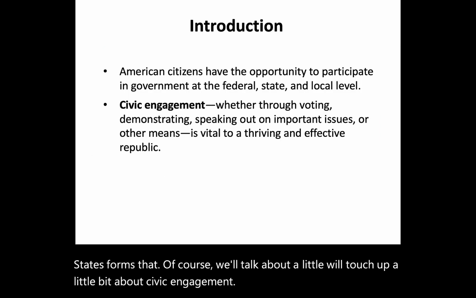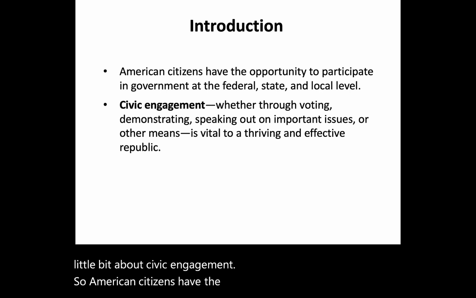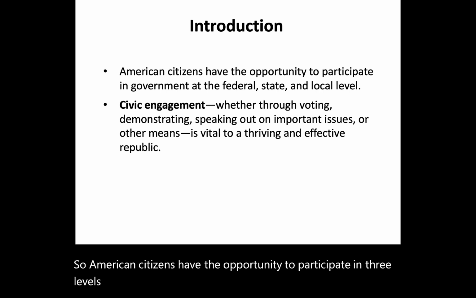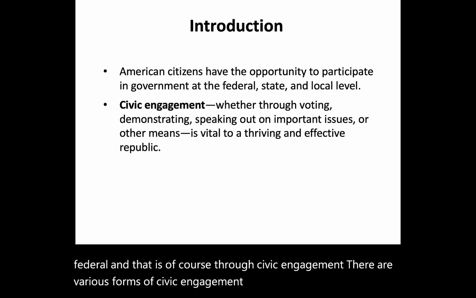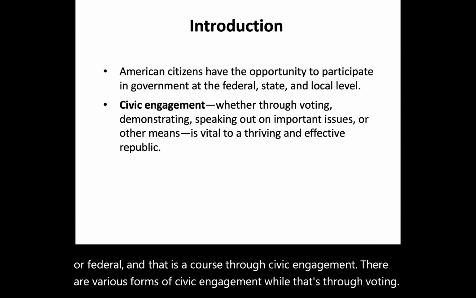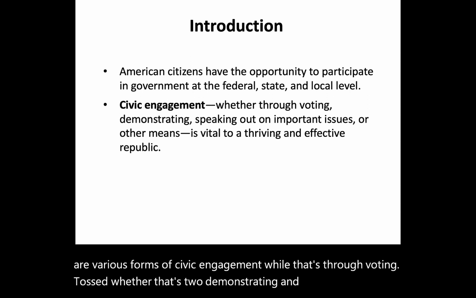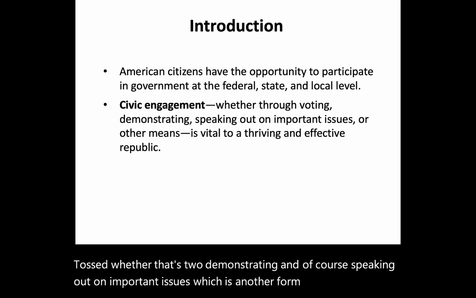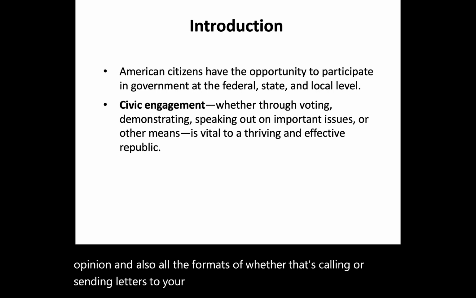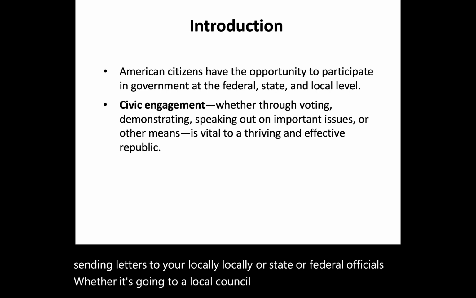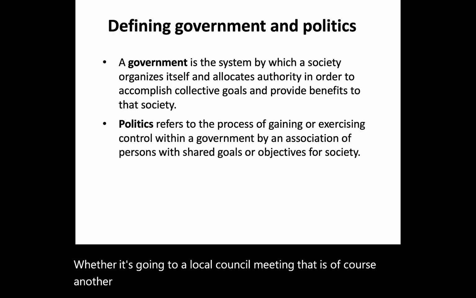American citizens have the opportunity to participate in three levels of government that we have here, whether it's local, state, or federal. And that is, of course, through civic engagement. There are various formats of civic engagement, whether that's through voting, demonstrating, and speaking out on important issues, which is another form called public opinion. Also calling or sending letters to your local, state, or federal officials, or going to a local council meeting. That is another format of civic engagement.